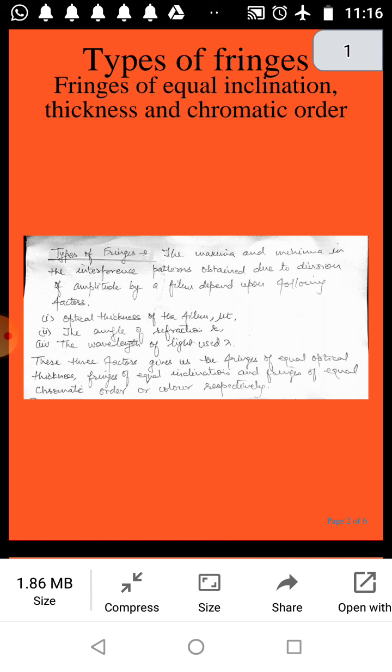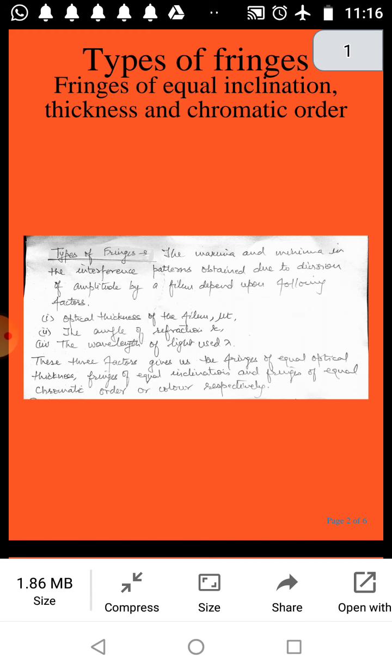The maxima and minima in the interference patterns obtained due to division of amplitude by a film depend upon the following factors. First factor is the optical thickness of the film, that is mu t. Second, the angle of refraction, that is r. And third is the wavelength of light used, that is lambda. These three factors give us the fringes of equal optical thickness, fringes of equal inclination, and fringes of equal chromatic order or color respectively.